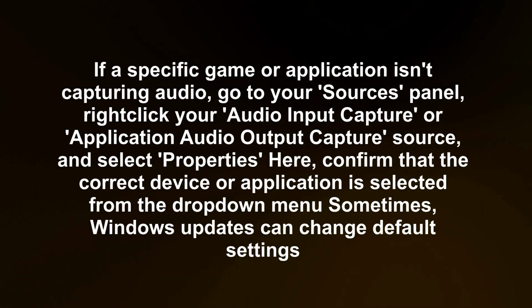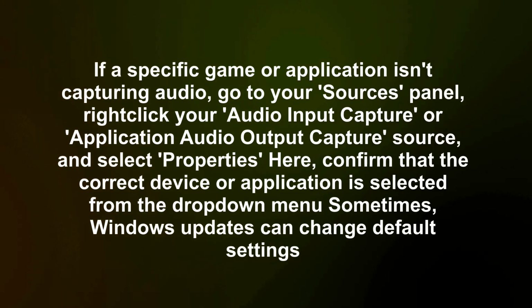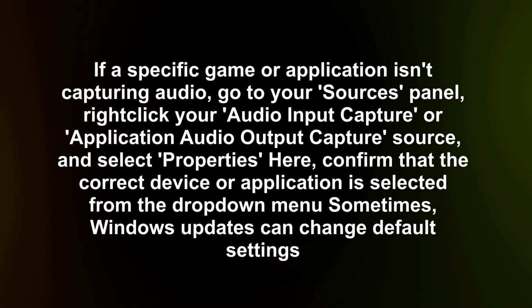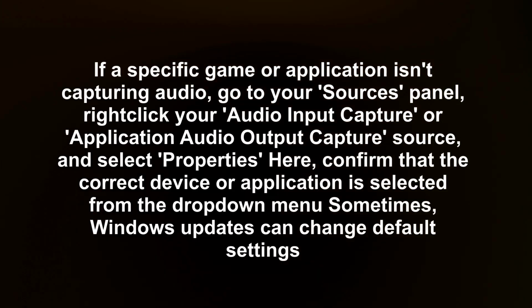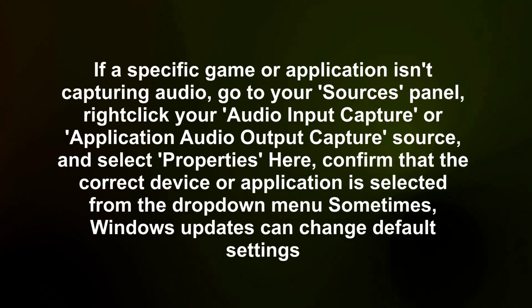If a specific game or application isn't capturing audio, go to your Sources panel, right-click your Audio Input Capture or Application Audio Output Capture source, and select Properties here. Confirm that the correct device or application is selected from the drop-down menu. Sometimes Windows updates can change default settings.